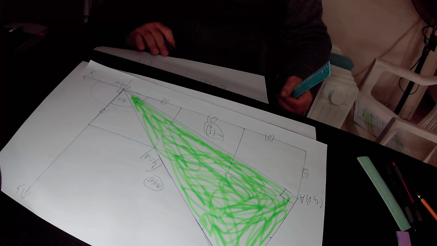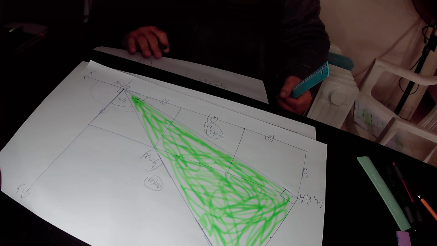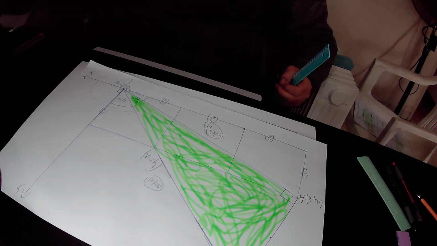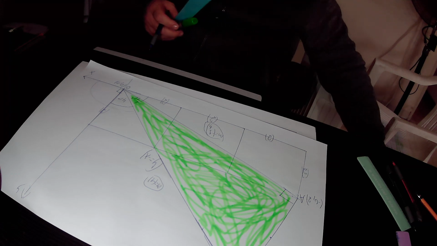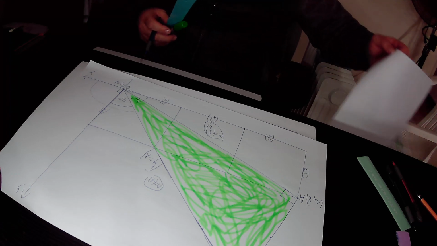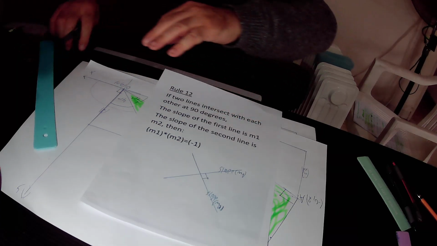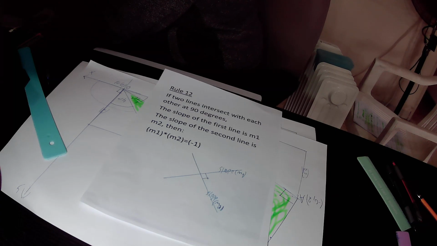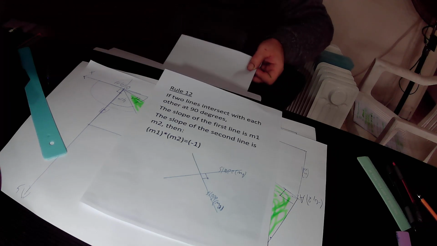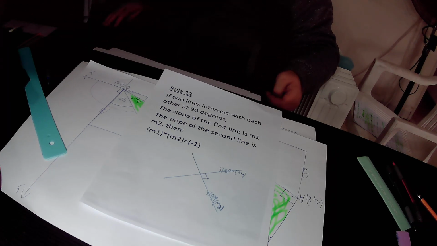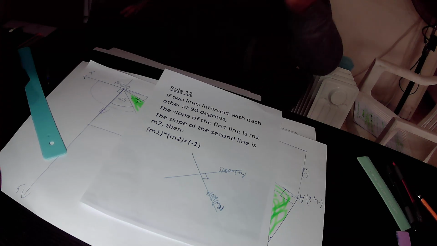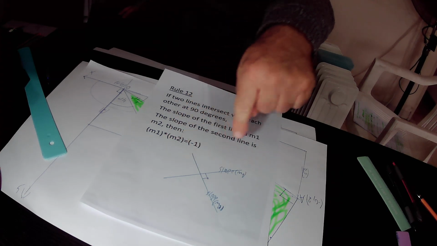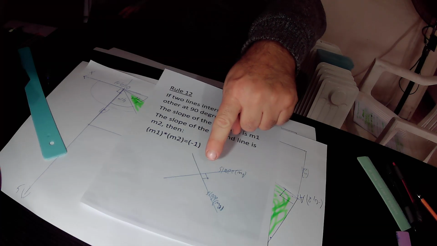In the next step, I present to you a new rule, and we will implement the new rule in our drawing. The new rule is Rule 12. According to Rule 12, if two lines intersect with each other at 90 degrees, that is to say, if two lines are perpendicular to each other, exactly like in this drawing, they make 90 degrees with each other.